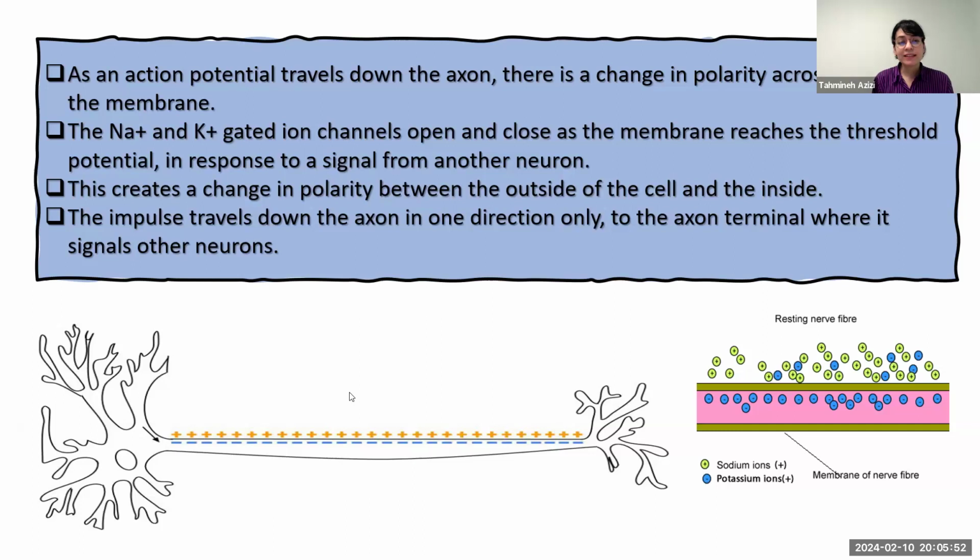Then we have the generation of the action potential, which transfers the messages to the other neuron cell. All of this opening and closing of the channels, which causes the change of polarity, transmits messages in one direction to go to the other cell.